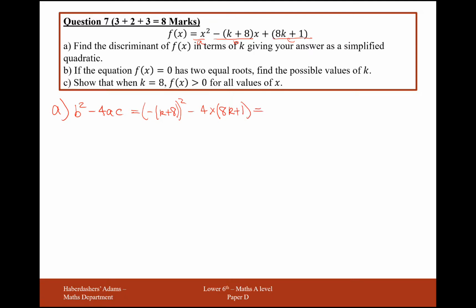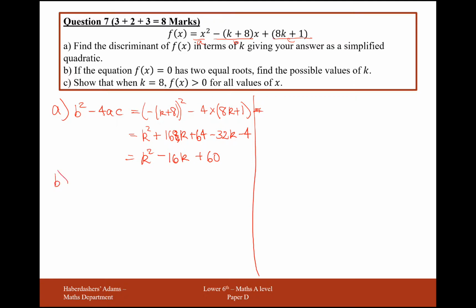Okay, simplifying this, the minus would disappear, so it's effectively just going to be k squared plus 16k from the expansion plus 64. And then we're going to take away 32k, and we're going to take away a 4 as well. So we end up with k squared minus 16k plus 60.